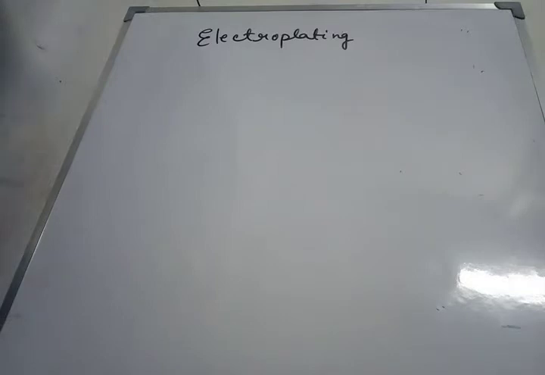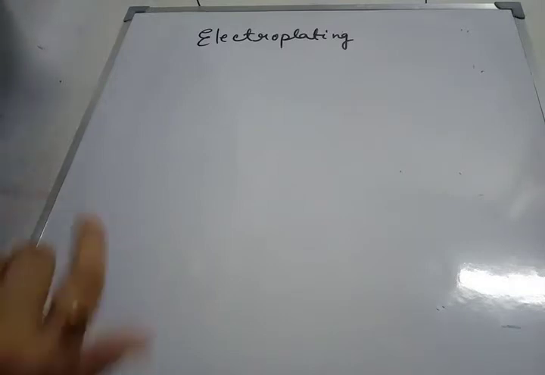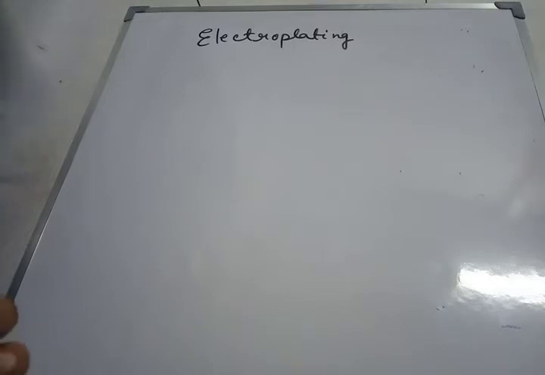First condition, the article to be electroplated is placed at the cathode, and that article which has to be plated should be completely dipped into the electrolytic solution. Next, the metal with which plating has to be done is made the anode. The electrolyte must contain ions of the metal with which the article has to be plated, and a low current for a long period of time has to be used. So, these are the few conditions that have to be maintained while we are doing electroplating.